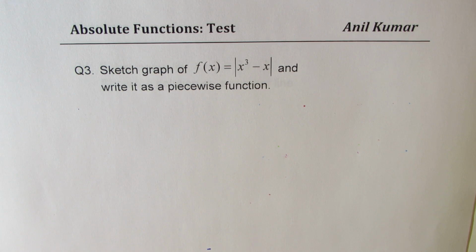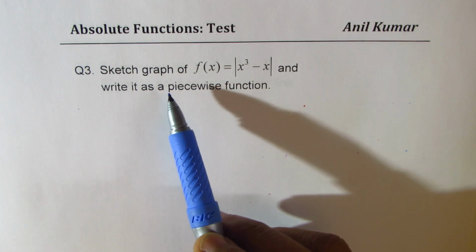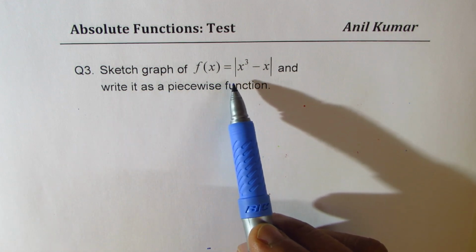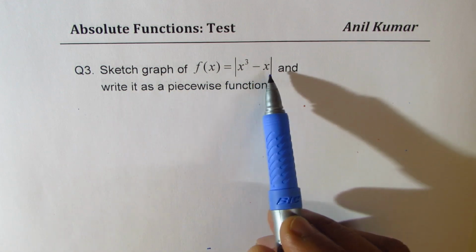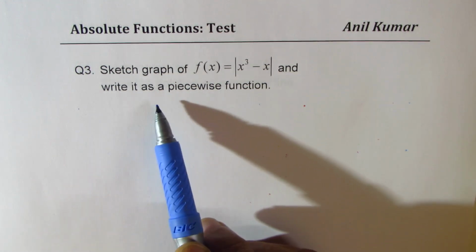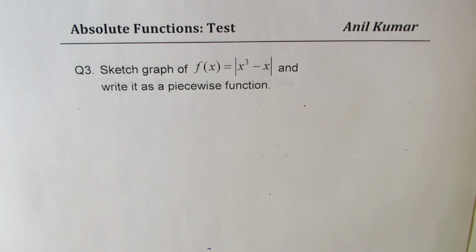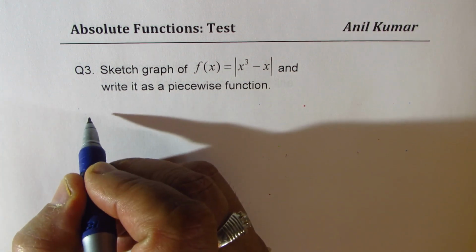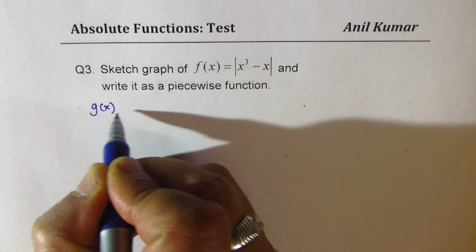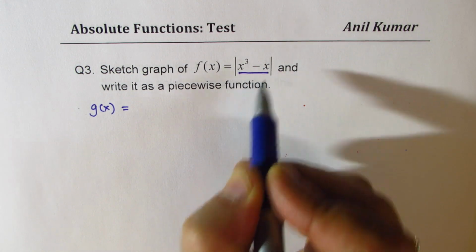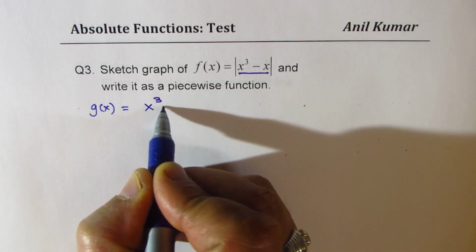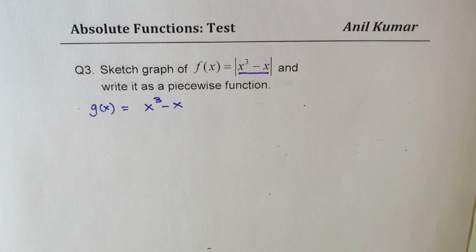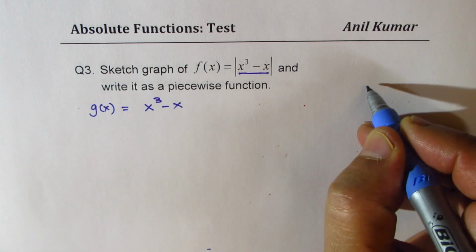Question number 3 is another interesting question on absolute functions. We need to sketch the graph of f of x equals the absolute value of x cubed minus x, and write it as a piecewise function. So what we are going to do here is first sketch the graph of a function. Let's call this g of x equal to the inside portion, which is x cubed minus x, right? So let's do that part first.